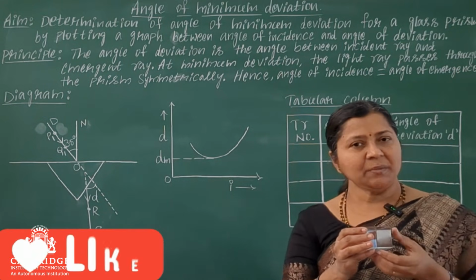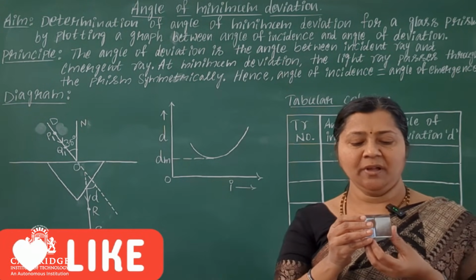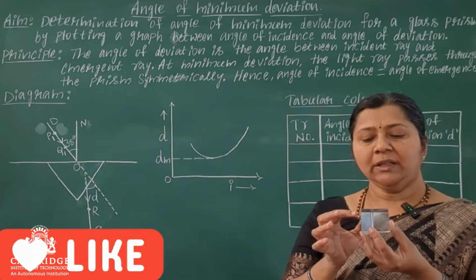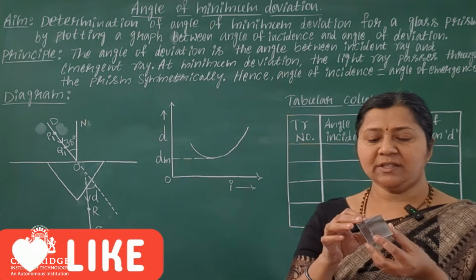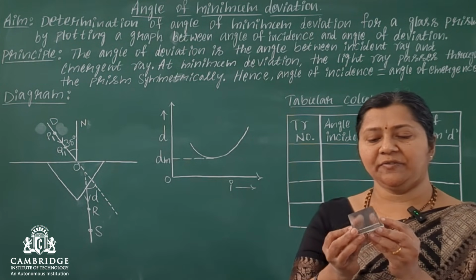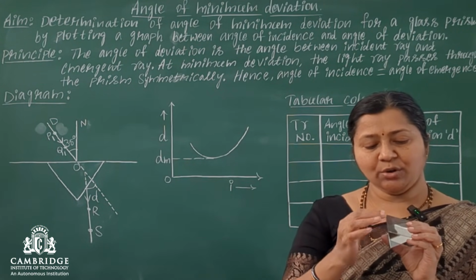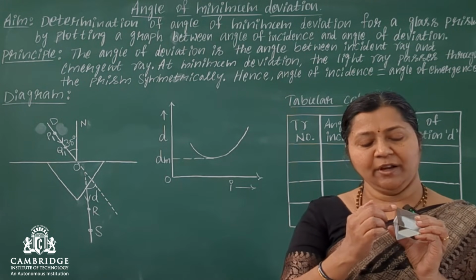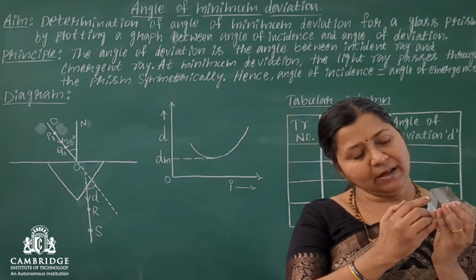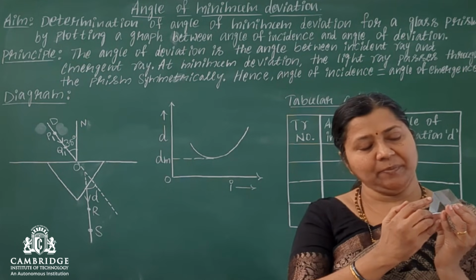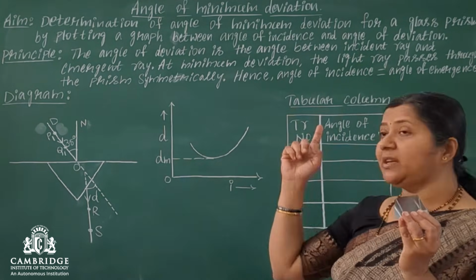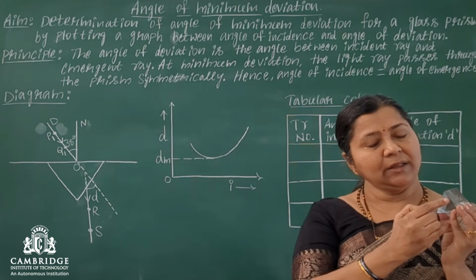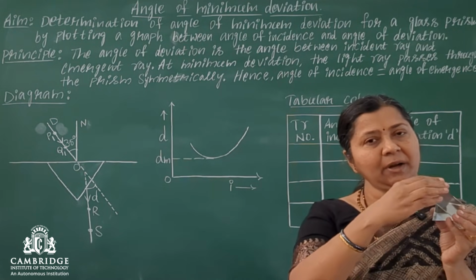A prism is a special optical medium which is bounded by 3 rectangular surfaces and 2 triangular surfaces. The edge joining 2 rectangular surfaces we call the refracting edge, and this angle is called the angle of prism. So the angle of minimum deviation depends on the angle of the prism and the material of this particular prism.